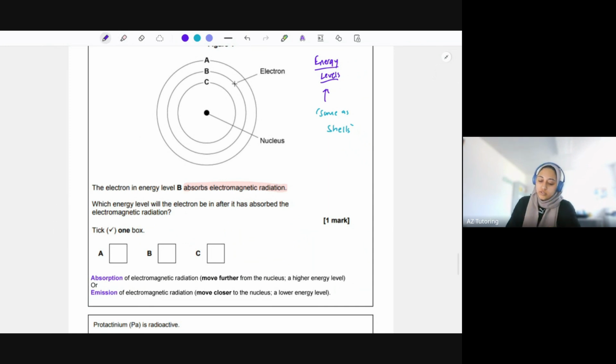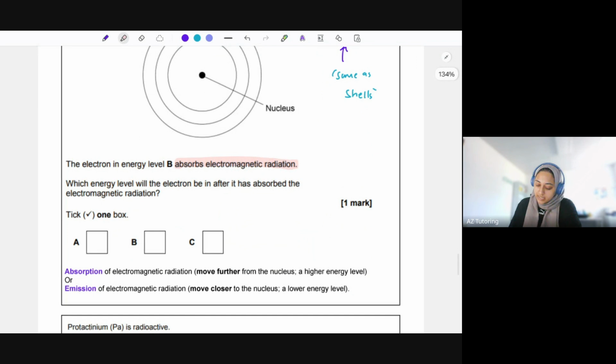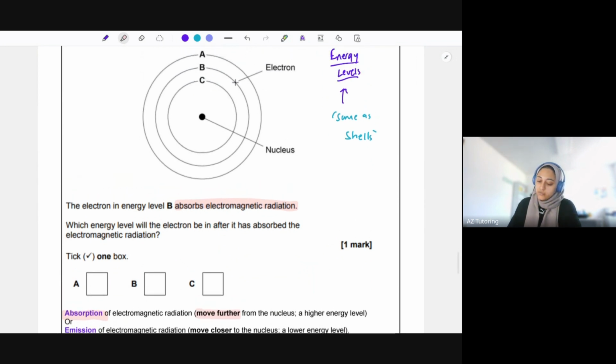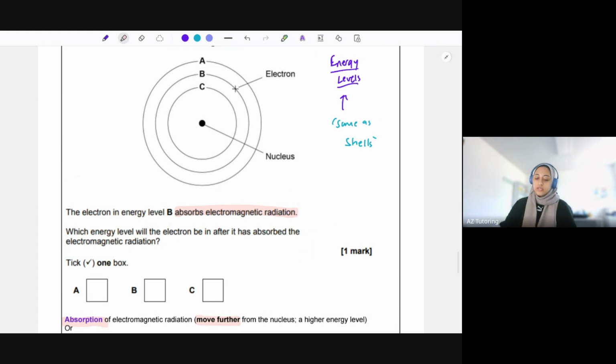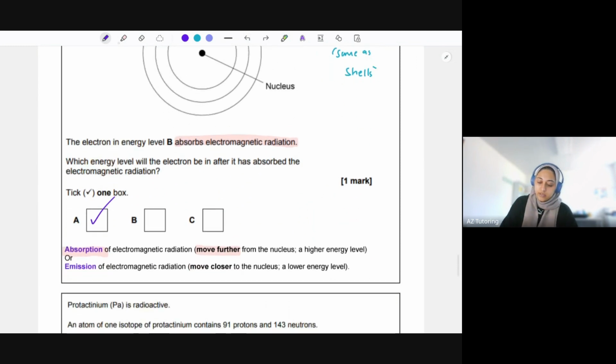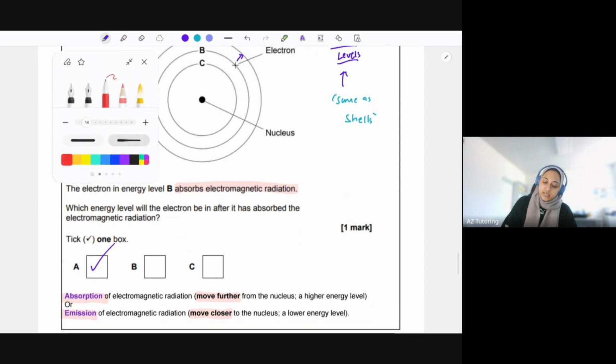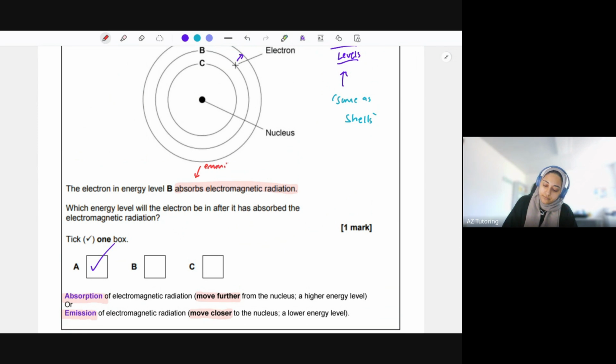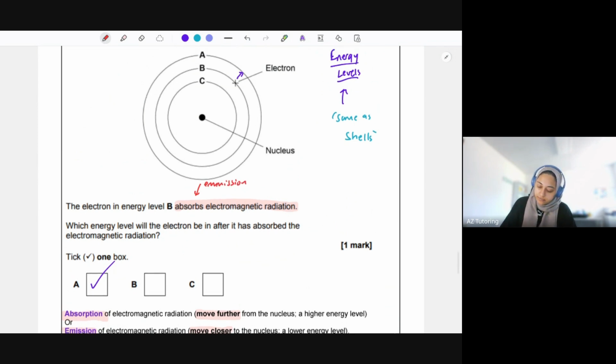Let's look at the definition. This is from the summary sheet. It says here if the electron absorbs radiation, it's going to move further away from the nucleus. So here it's absorbed, moving further away from the nucleus, this electron's going to go out. So it's going to go to energy level A because it's absorbing. If, however, there was emission of electromagnetic radiation, then it's going to move closer. So if this question instead said emission, then it would go down.